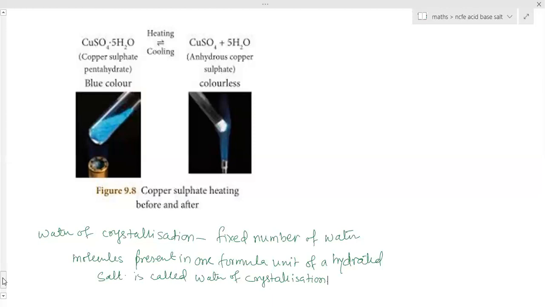NCFE students, when you write white color, in brackets write colorless also. There was a lot of fight last year because of the colorless and white part. Hence we are able to see water droplets near the mouth of the test tube.